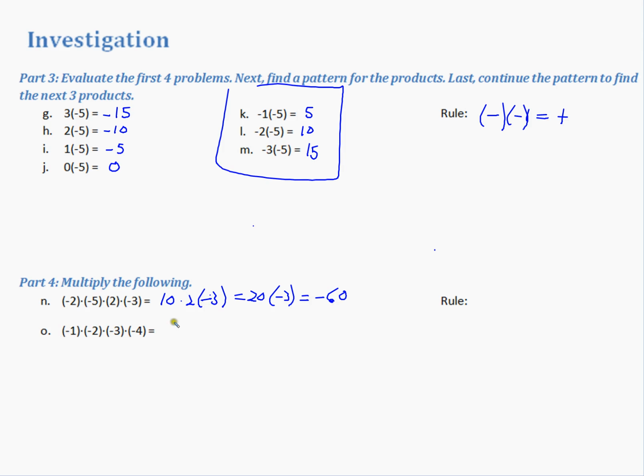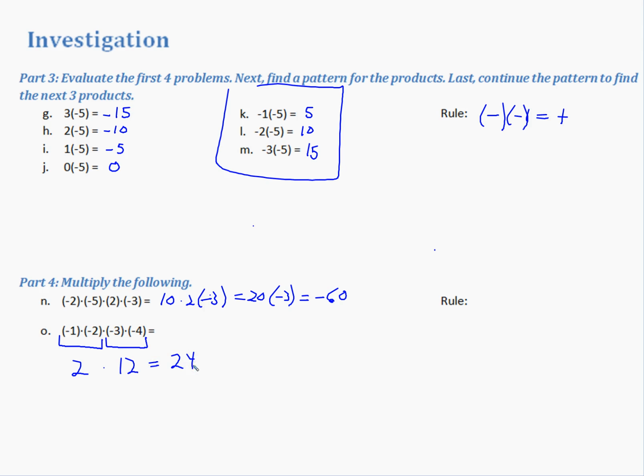Here we have 4 numbers multiplied together. And I'm going to kind of change the order a little bit how I do this. Let's look at this. What's negative 1 times negative 2? Well, that's a negative times a negative, so it's positive. And then negative 3 times negative 4, well, that's a negative times a negative, so it's positive. And so now you have a positive times a positive, and you get positive 24.